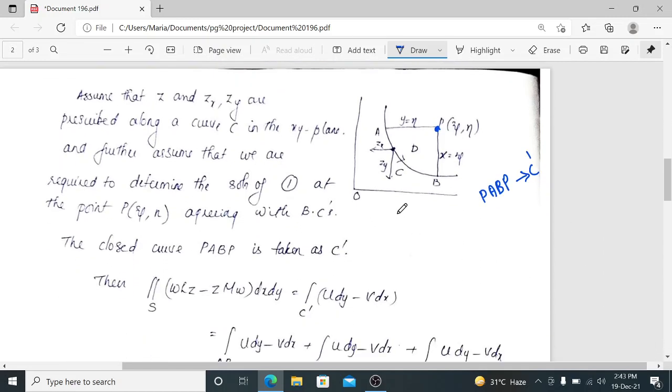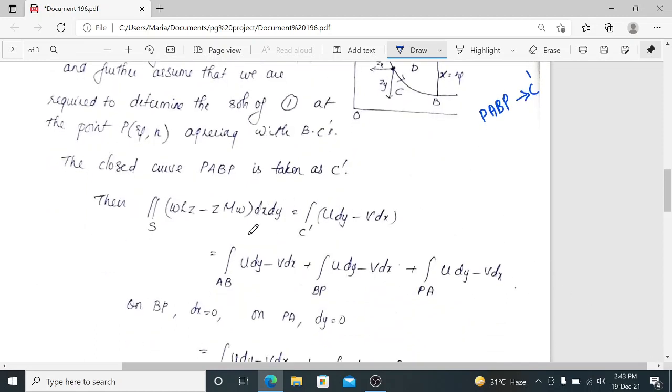Now let me evaluate the line integral along these individual curves PA, AB and BP. So we have this integral, the integral over C dash u dy minus v dx. That will be the value of the double integral. Now I can write it as the integral over AB u dy minus v dx plus the integral over BP u dy minus v dx, then the integral over PA u dy minus v dx.